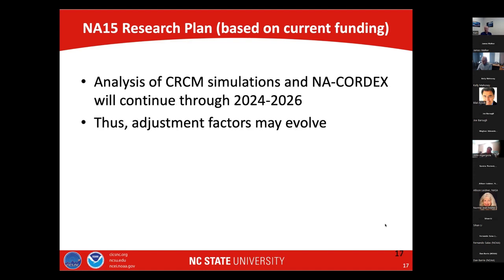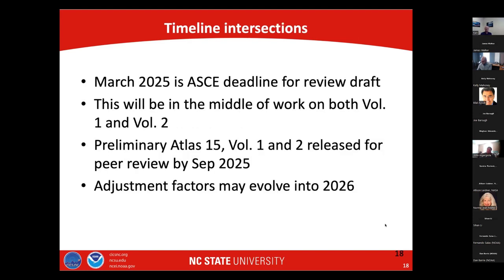Time frame: the analysis of these convection resolving climate model simulations and the NA-CORDEX will continue through the period 2024 to 2026. Thus, adjustment factors may evolve during that time. Now, March 2025 is the ASCE deadline for a review draft. This will be in the middle of work on both Volume 1 and Volume 2 in Atlas 15. Preliminary values for Atlas 15 are scheduled for release by September 2025 for peer review.